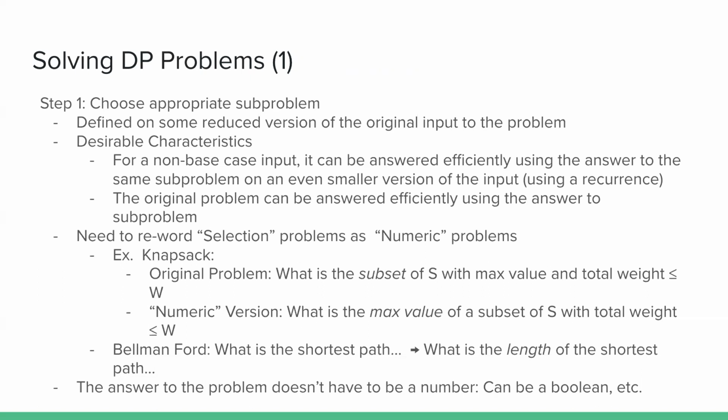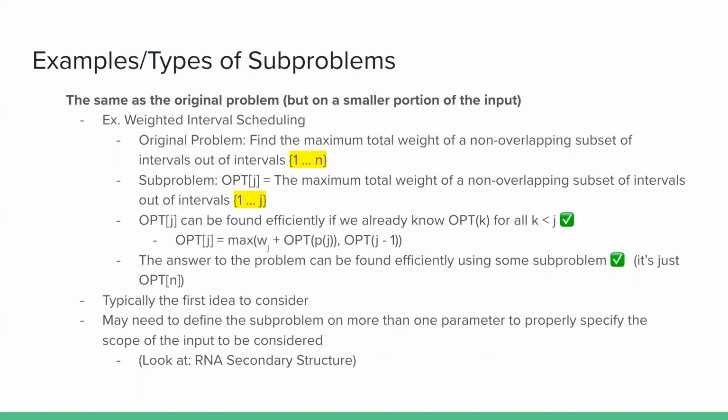So this naturally gives rise to some kind of recurrence, right? And generally, if you're asked to recover the optimal sequence of decisions, you don't start by trying to compute the sequence of decisions. You start by rephrasing it as the numeric version of the problem. So rather than what is the subset of S with max value and total weight, what is just the max value? And then we can recover the subset by backtracing later.